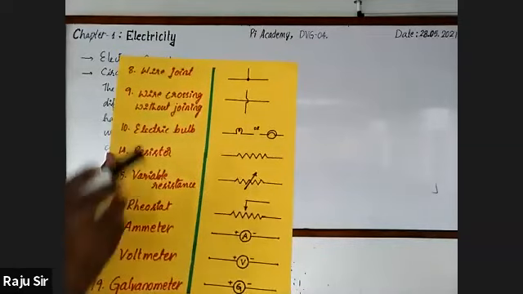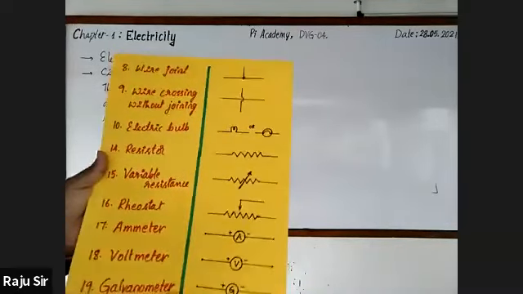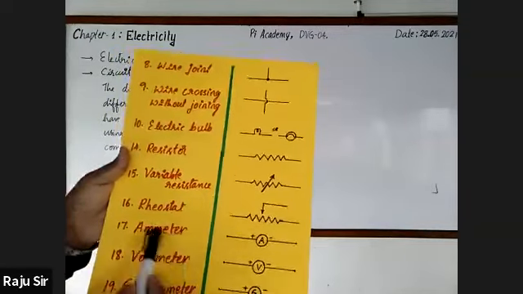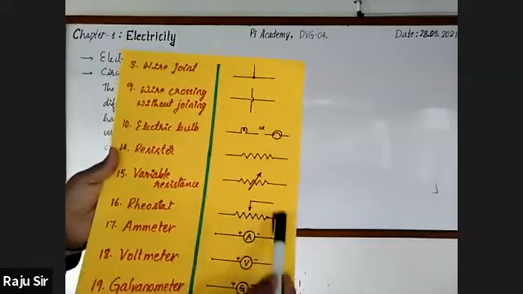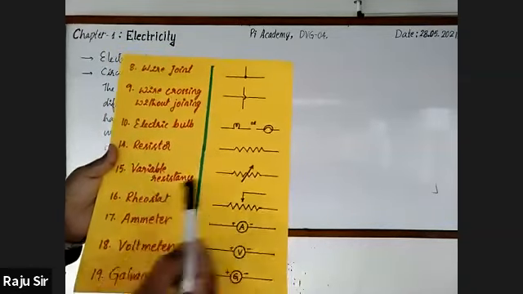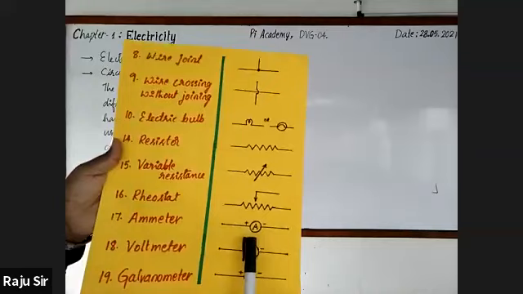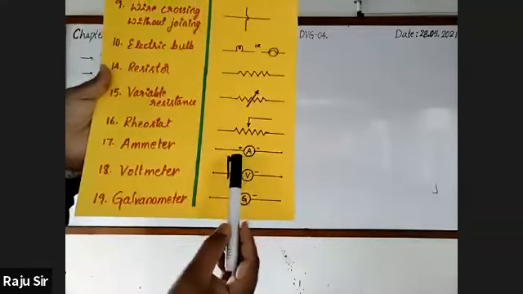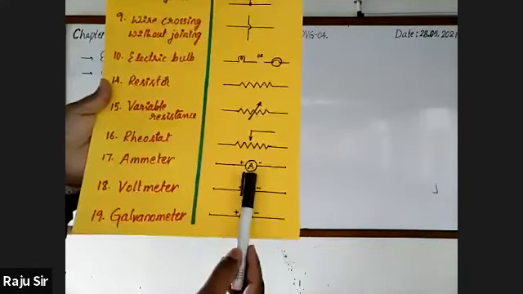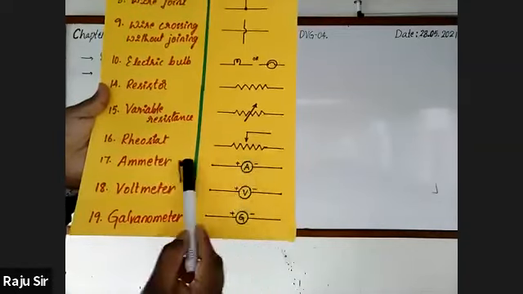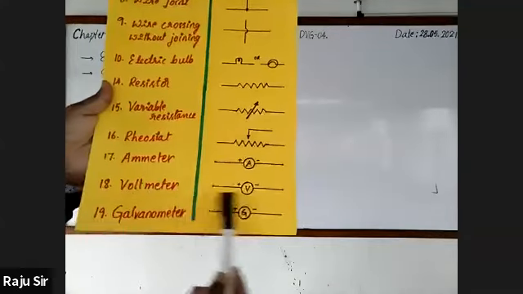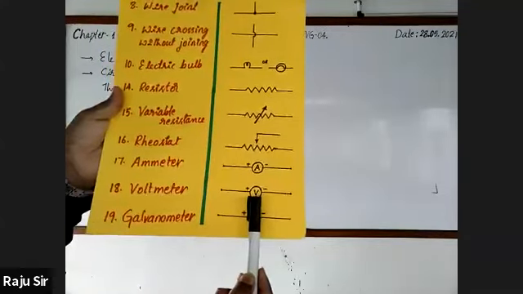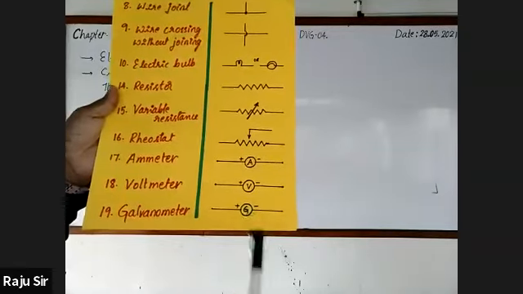In the textbook also, we have some electrical components, but I have collected a little bit more. Next, a rheostat. This is the symbol of rheostat. Afterwards, you'll come to know what a rheostat is. Then ammeter, it's very simple. Look here, we have written the letter A, encircled, on either side we have drawn a line, and it has terminals, positive and negative, both mentioned. Next, voltmeter, encircled V, galvanometer, encircled G.